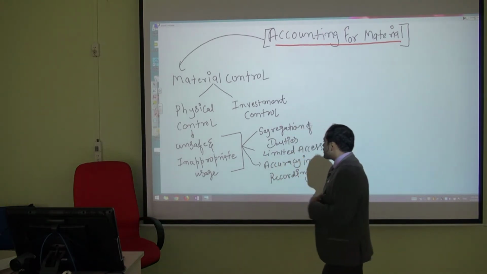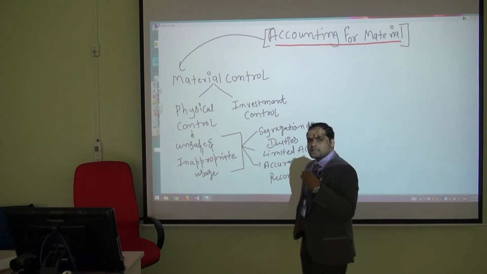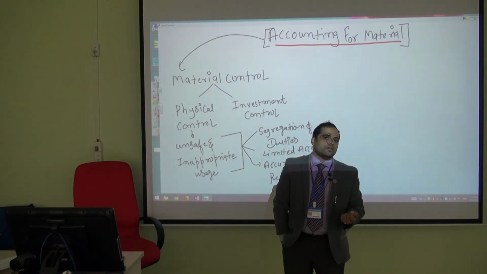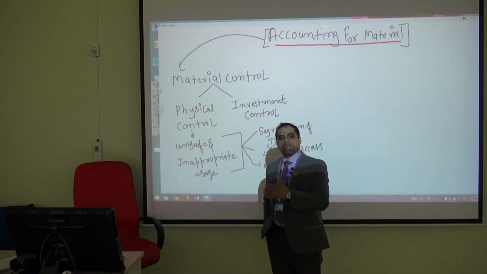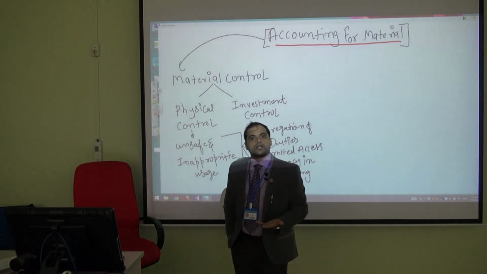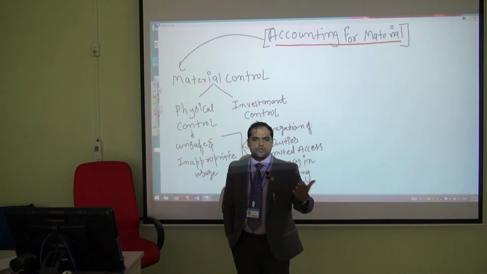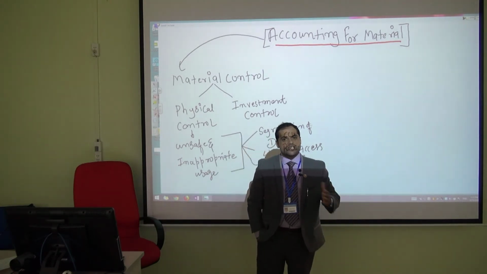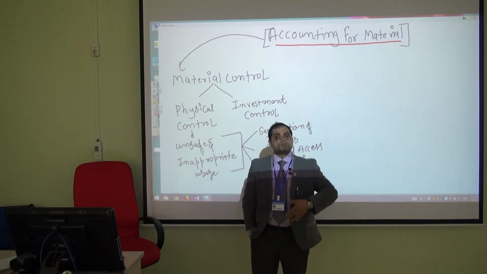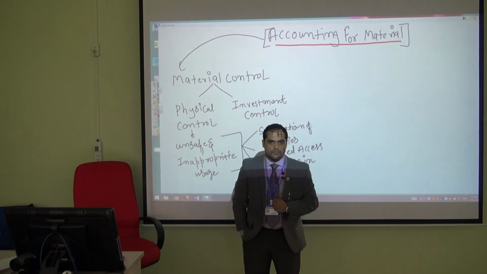Alright. Second one is limited access. So limited access means we should provide some kind of authority to specific people over the raw material. So everybody doesn't have the right to acquire the raw material or consume the raw material. Specific people could be the production manager, the store manager or a supervisor. Each and every laborer probably will not be allowed to go to the store department and consume or request the material.